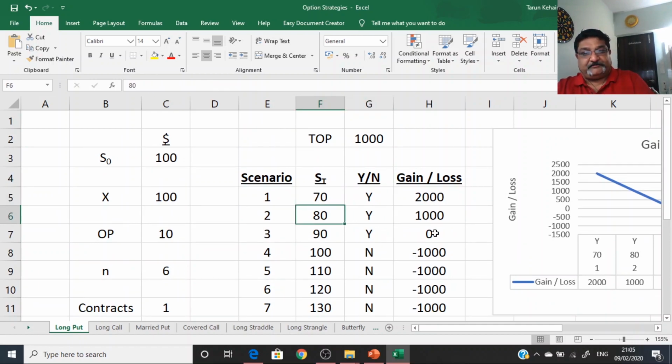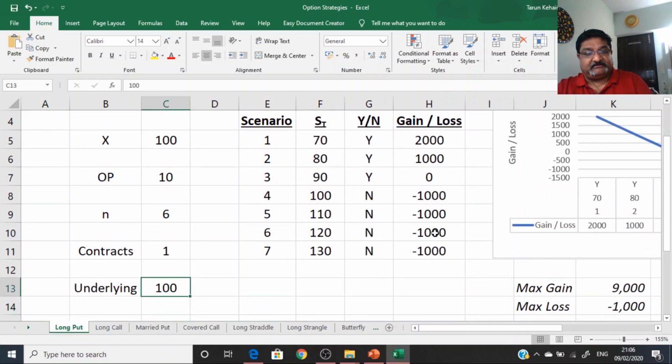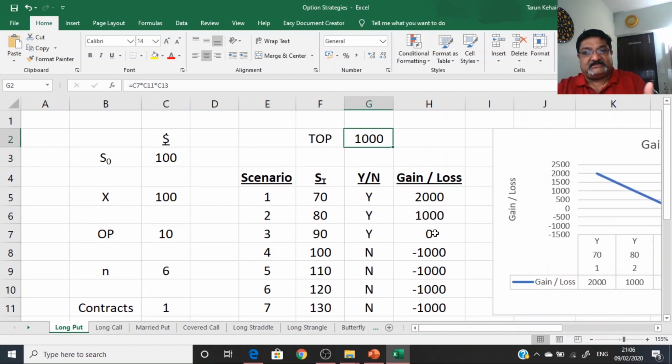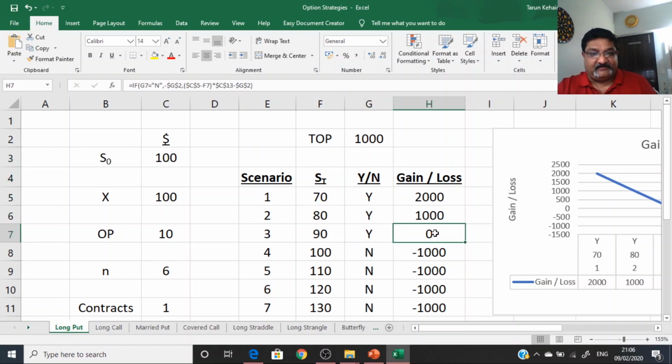Come to the next stock price of $80. If the stock price at expiration is $80, and he exercises the put option, he's able to sell the share at $100, therefore getting a profit of $20 per share multiplied by 100 shares. That makes it $2,000 of profit minus the $1,000 of option premium, so a net gain of $1,000. At 90, he is able to fetch a profit of $10 per share into 100 shares, which is $1,000, minus $1,000. You have absolutely no profit, so this is your break-even point.